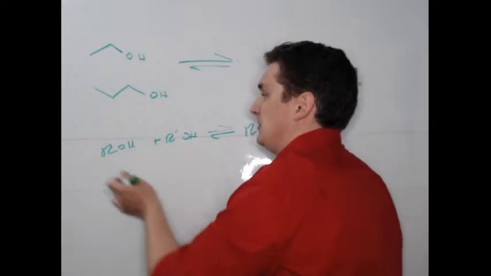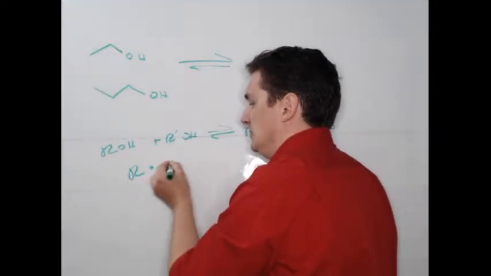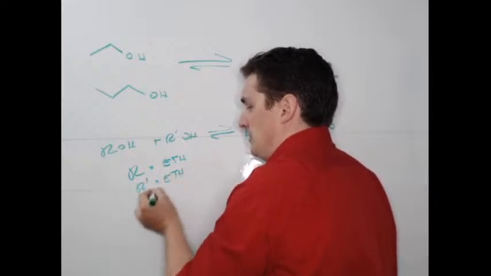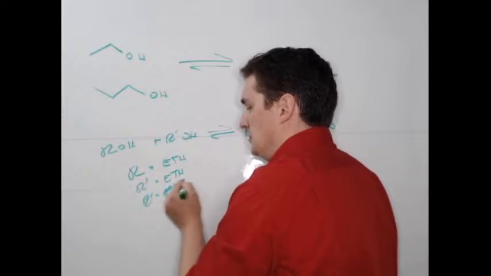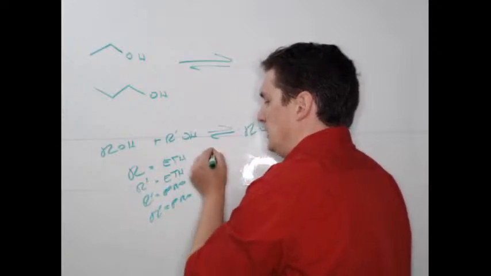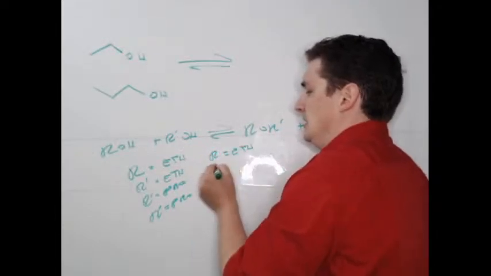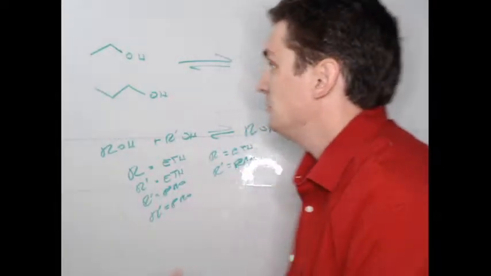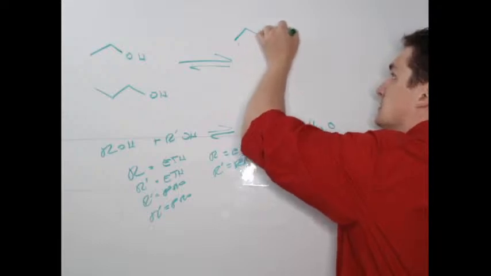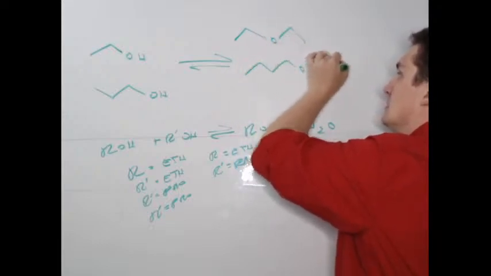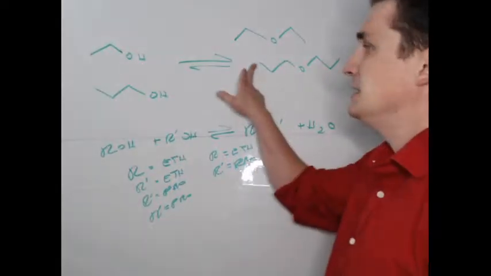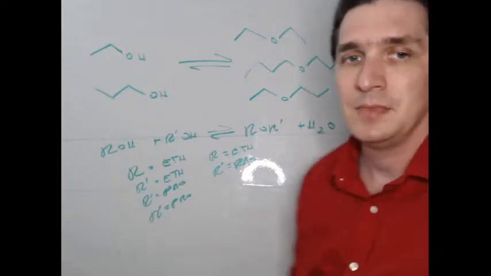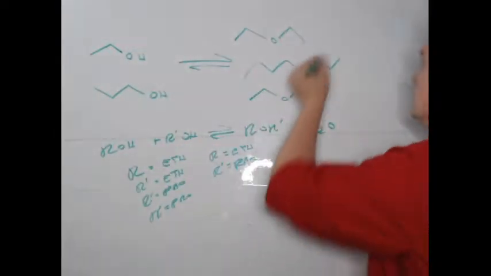So in this case, we have a couple of options. R can be the ethyl group, and R prime can be the ethyl group. We can have R as the propyl group, and R prime as the propyl group, or we can have R as the ethyl and R prime as the propyl. So basically, we generate 3 ethers. We generate two symmetric ethers, the diethyl and the dipropyl, and we can also generate the asymmetric ether, which is the ethyl propyl.